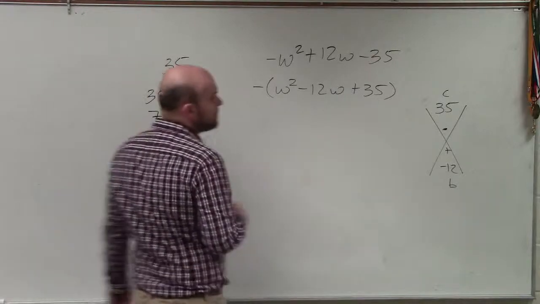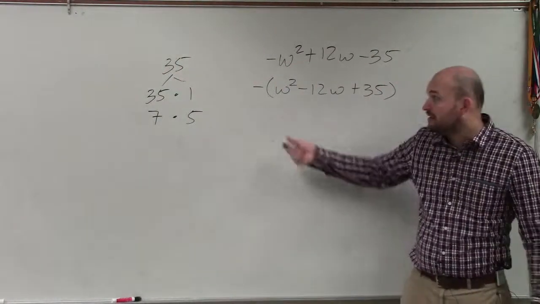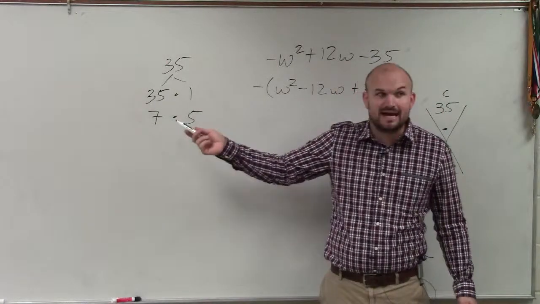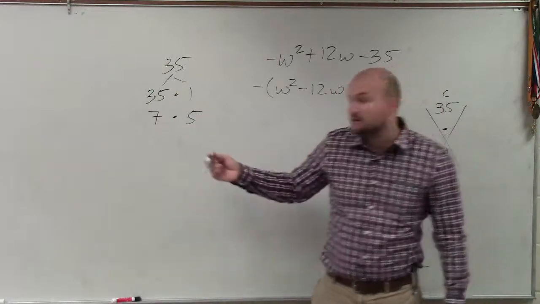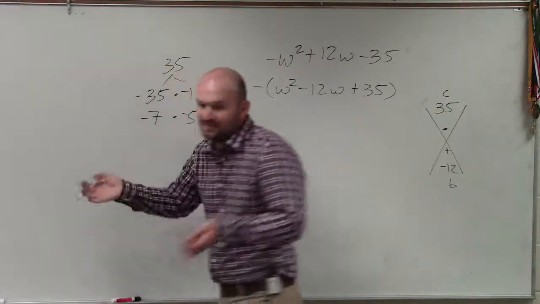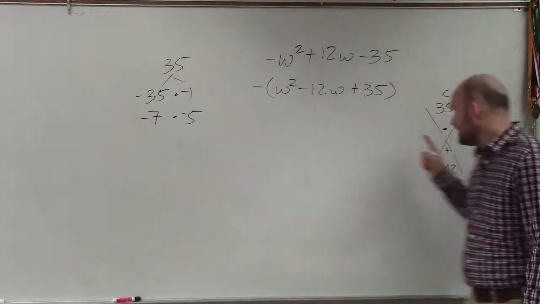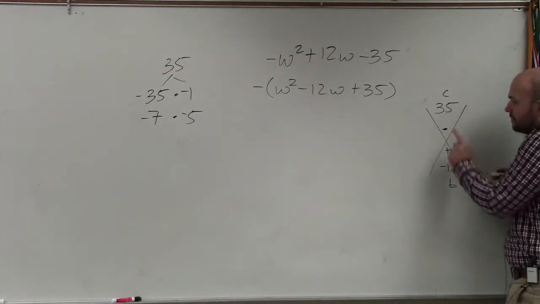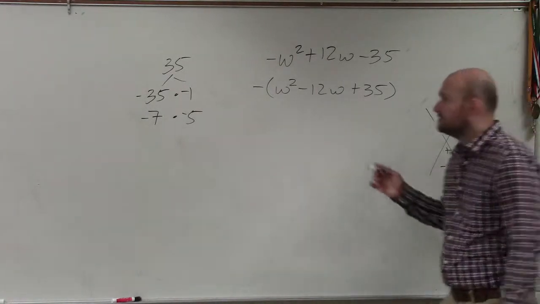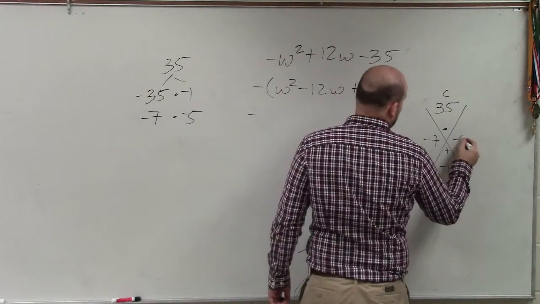7 times 5. But then I notice what two numbers they have to also add to give me negative 12. Well, if my two numbers are positive, they're never going to add to give me negative 12, correct? So therefore, I know that they have to both be negative. And a negative times a negative still gives me a positive, right? So what were my two numbers that multiply to give me positive 35, add to give me negative 12? Negative 7 and negative 5. Right. So we write negative 7 and negative 5.